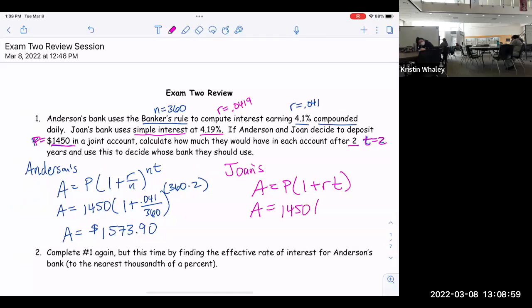I plugged in our principal, 0.0419 for the rate times 2 years. And in this case, we get close to the same amount, $1,570.51. So we can see in this case, they're pretty similar, but we would say that Anderson's gives just a little bit more money. So Anderson's would be a better choice in this case. Any questions or comments on this one?